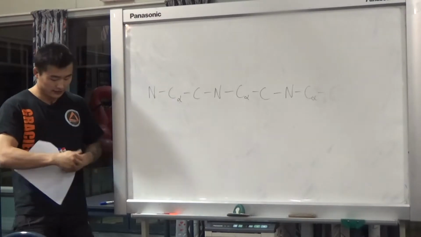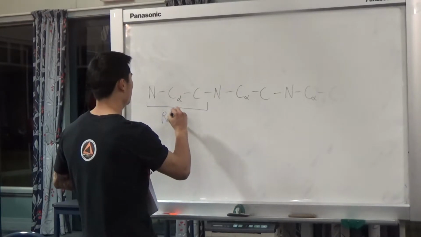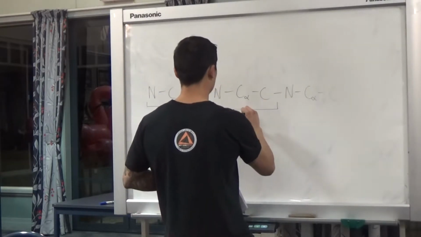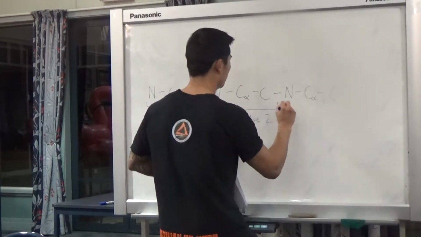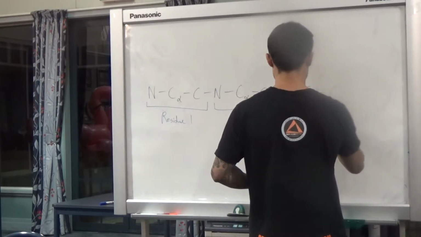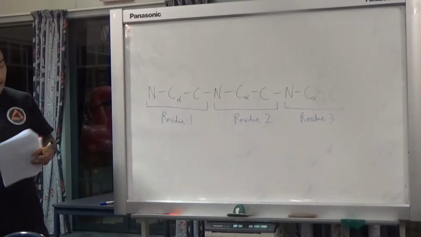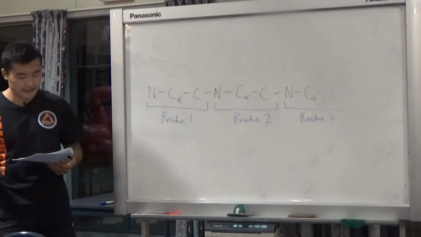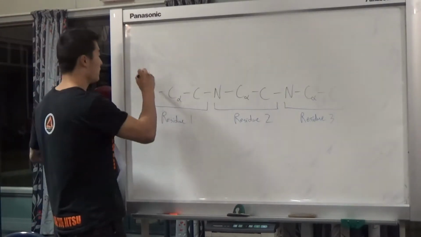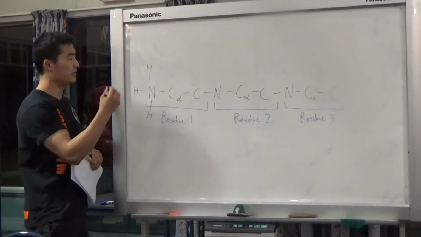So this here is residue 1. This here is residue number 2. And this here is residue number 3. Okay? So we've got 3 amino acids there, so it's a tripeptide. And then you can add in your hydrogens and your R groups.